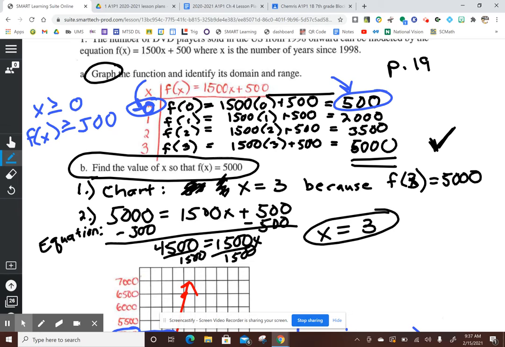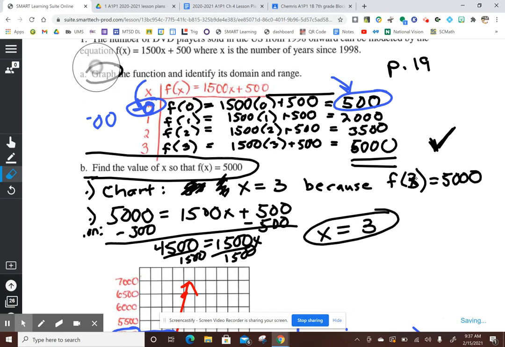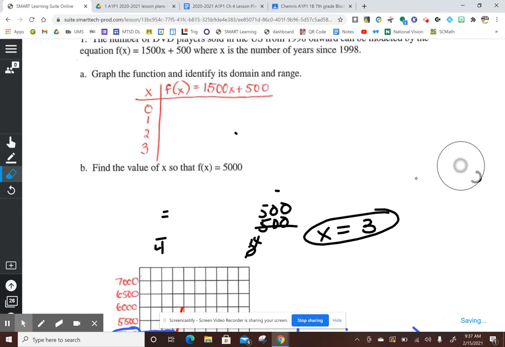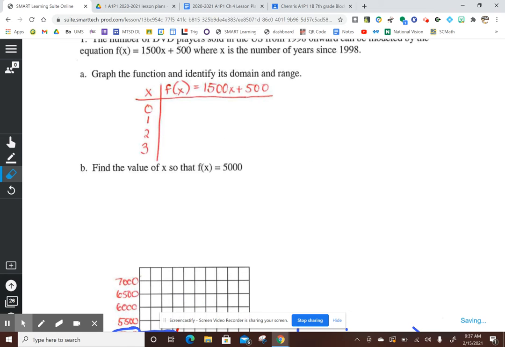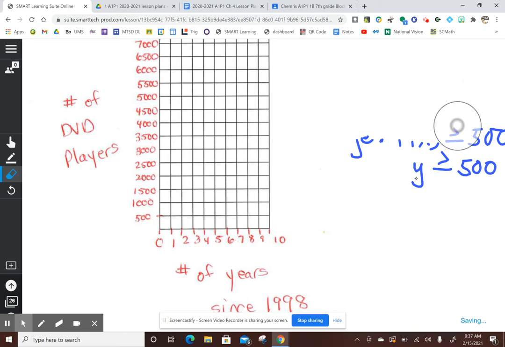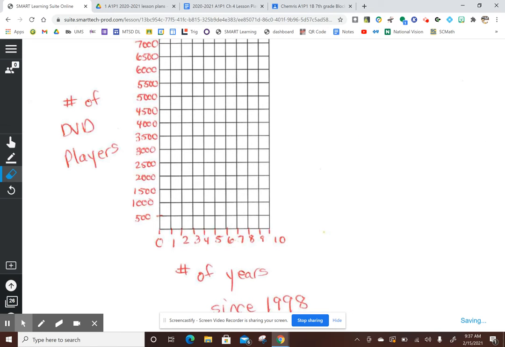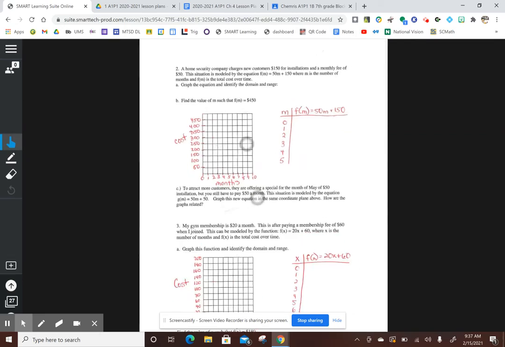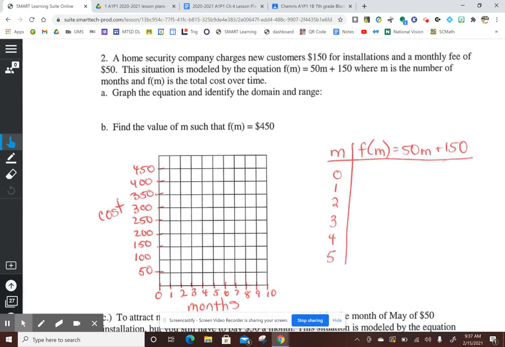Okay, so now let's turn to page 20. And while I'm erasing this, you go ahead and read number 2 and think about how you would set that up. Okay, so this is page 20.